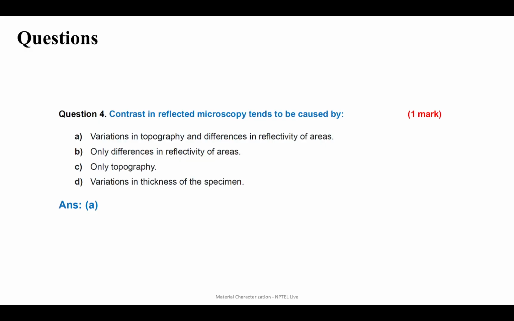So, we are talking about contrast here. The contrast will not appear due to thickness, because it's reflected microscopy, so variations in thickness of the sample will not give you any contrast. That will come from topography. A flat region and an inclined region will have different contrast, and the reflectivity, how much certain areas reflect, the amount reflected from different areas, will give you the contrast.